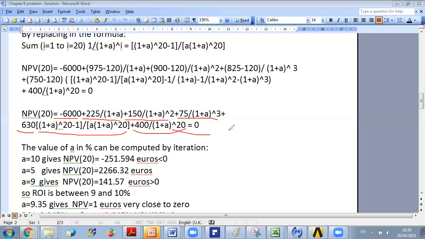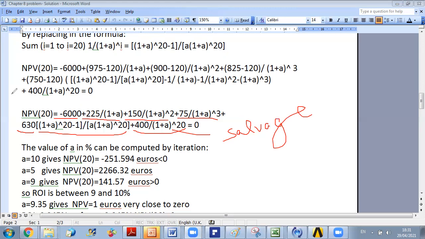So don't forget the salvage value. You should add it at the end. It's equal to the salvage value over 1 plus a to the power 20. Please pay attention. The salvage value is only included at the end of lifetime. So if you are calculating the NPV at any other time, you don't include the salvage value. Okay? Now, once we write this equation, you can see that the only unknown is A.